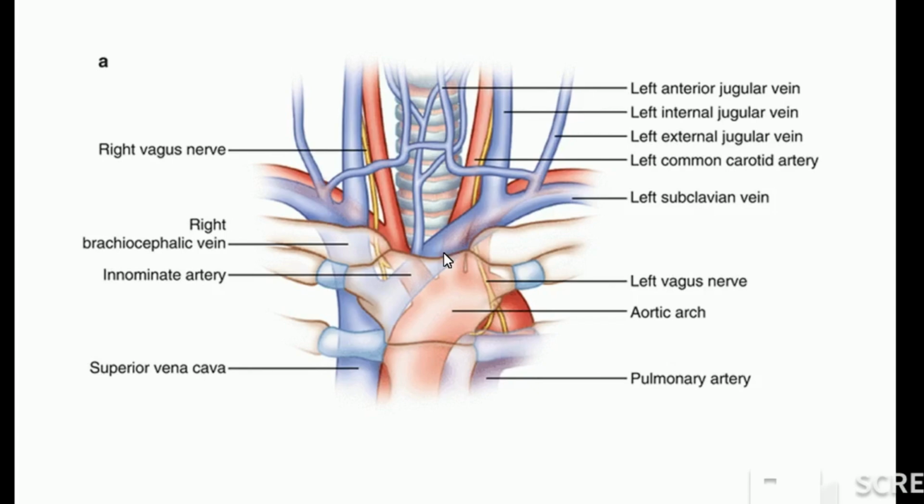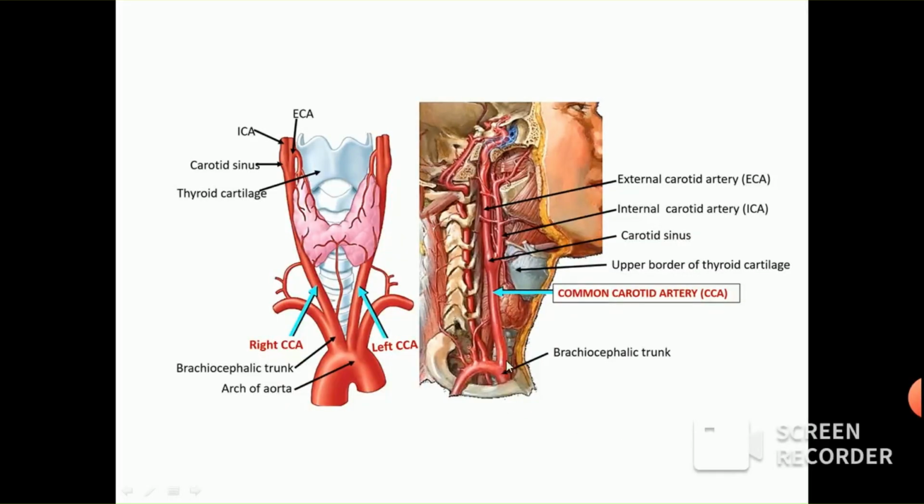Okay, they will be located a little bit towards the left, and they will both ascend to the neck from behind the sternoclavicular joint. Now in the neck, both of the common carotid arteries will be located in the carotid sheath. So they are present inside the carotid sheath, and they will both have a similar course, and finally they will bifurcate at the upper border of the thyroid cartilage, into the internal carotid and external carotid arteries.